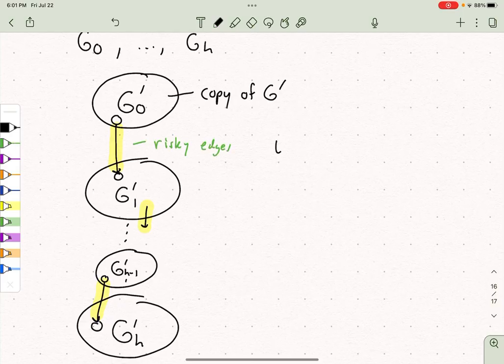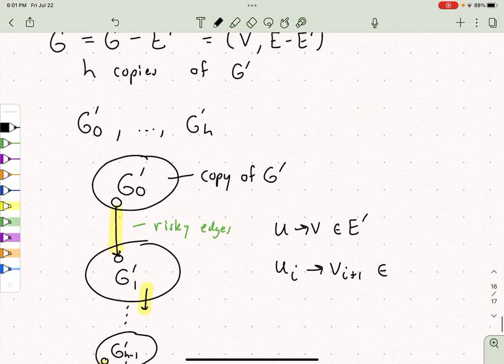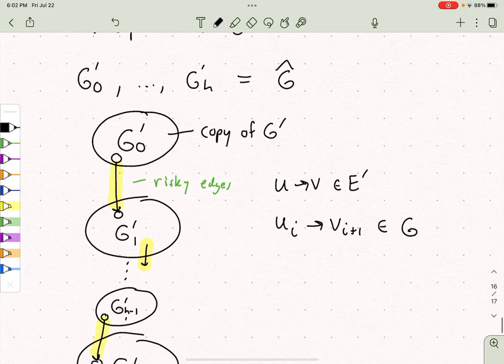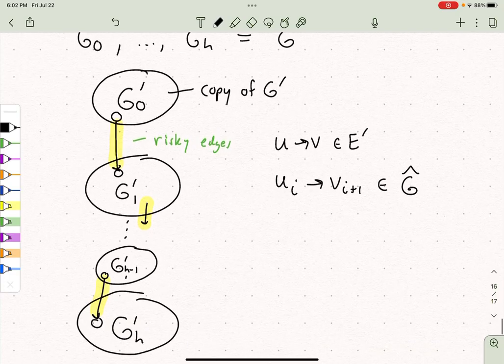So a risky edge U to V in E prime now becomes U_i to V_(i+1) in our new graph, which I'll call G hat. So G hat is just a bunch of copies of G prime, where in each individual copy there are no risky edges. But there are risky edges between two copies.